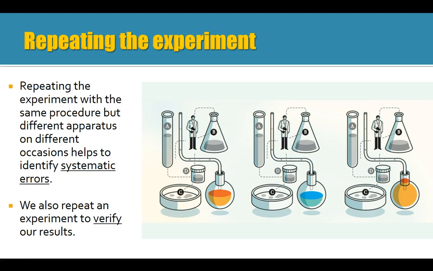So in terms of repeating the experiment, you repeat experiments to hopefully identify systematic errors, but it's also a way to verify your results, because all scientific investigations need to be able to be repeated to have the same results again and again and again, because that is an indicator of a well-designed experiment.